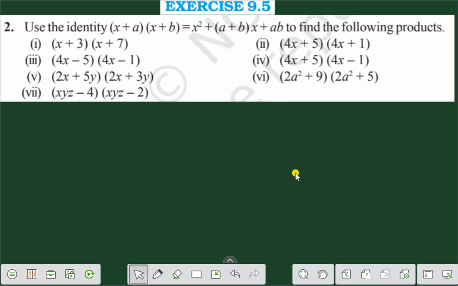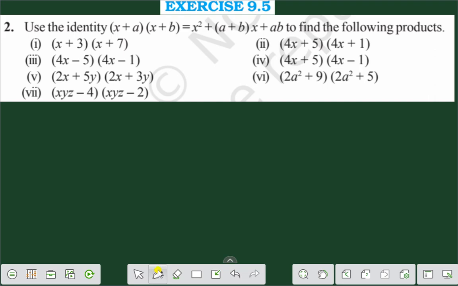Hello everyone. Today we shall discuss exercise 9.5 question number 2. Use the identity (x + a)(x + b) = x² + (a + b)x + ab to find the following products. Let us find question number 1.